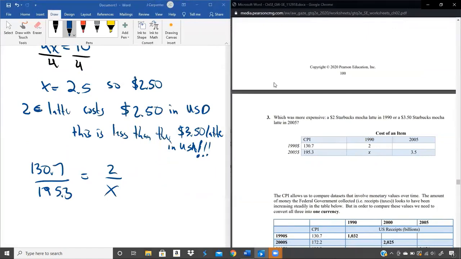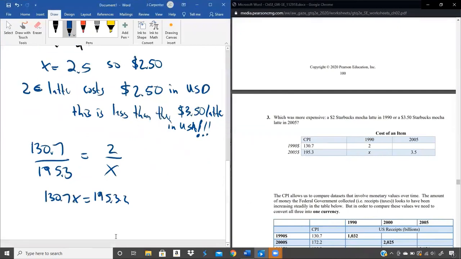Now, remember, the proportion that I set up, I don't have to set it up this way. I could go 130.7 over 2 equals 195.3 over x. I could go 2 over x equals 130 over 195. There's 8, arguably 16 ways to set this up correctly, but there's also ways to set it up incorrectly. I can't go 130.7 over x equals 2 over 195.3, for instance. Cross multiply, you'll get 130.7 times x is equal to 195.3 times 2.